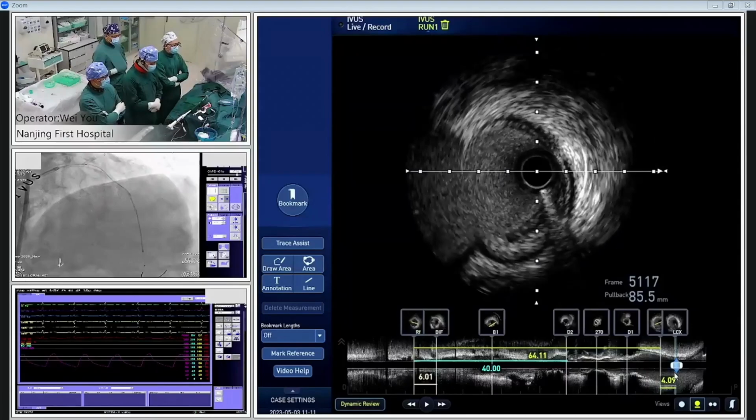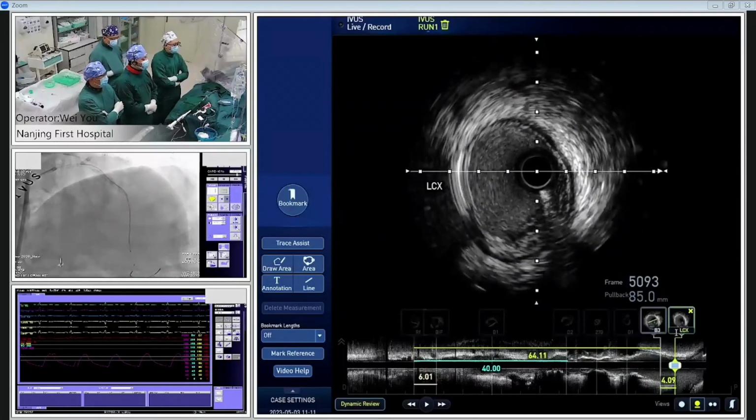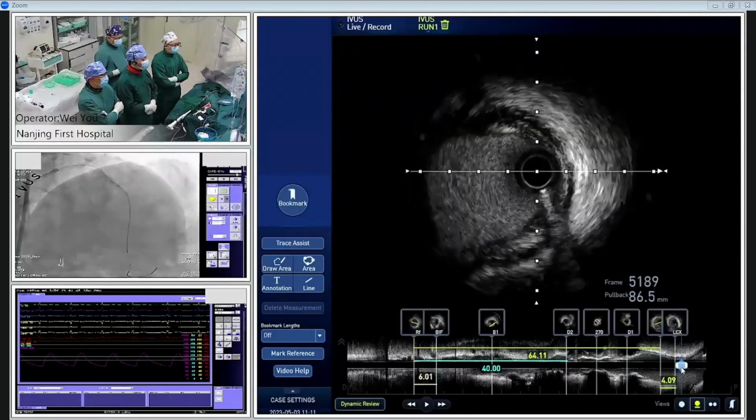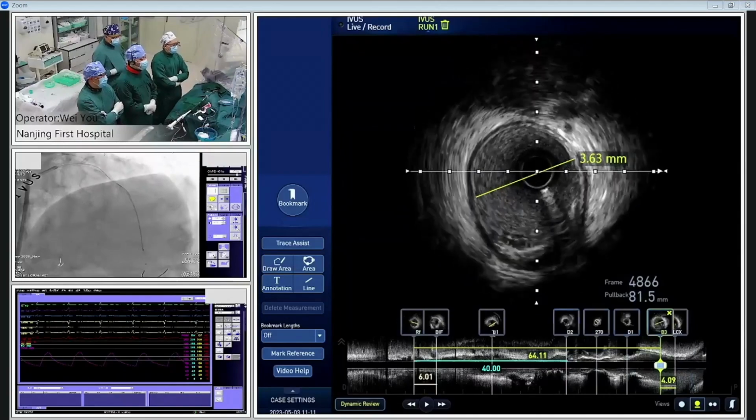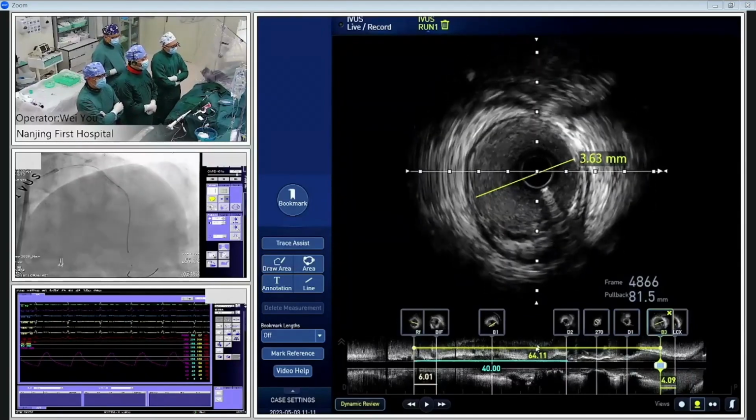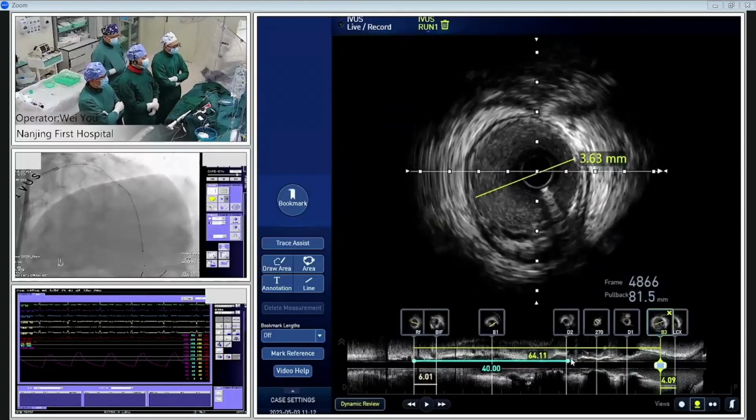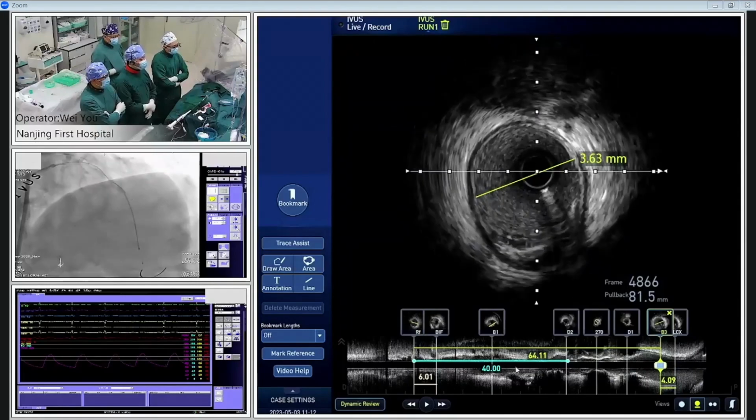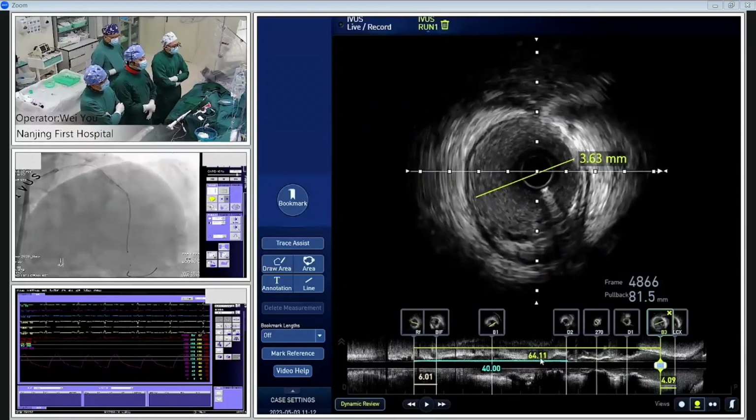Here, this is the circumflex. This is the LAD and the circumflex bifurcation. And then go and pull back, this is the left main. The left main vessel is normal. We measure the narrowness from the distal landing zone to proximal landing zone is about 64 millimeter. From the distal landing zone to LAD and the diagonal 2 bifurcation, the narrowness is about 40 millimeter. Okay, this is a baseline IVUS imaging.